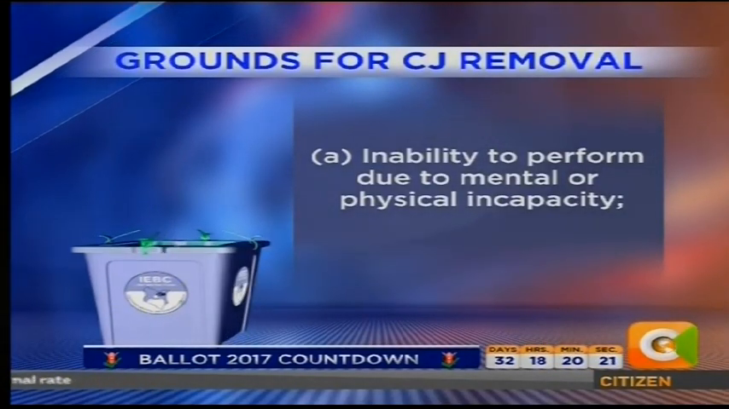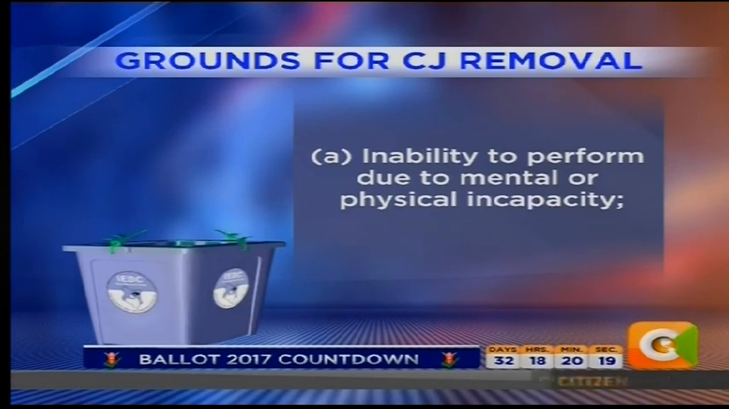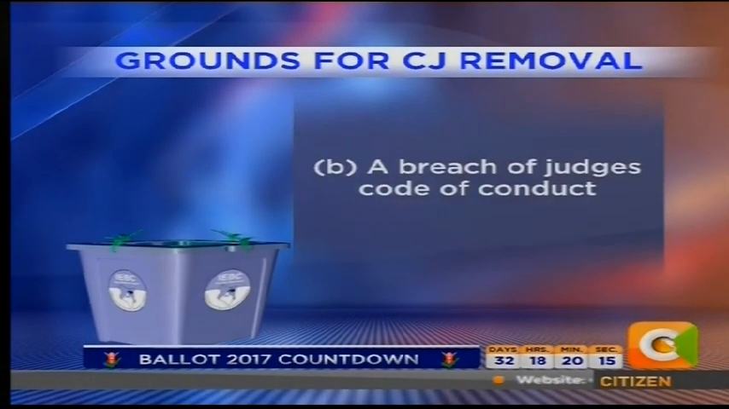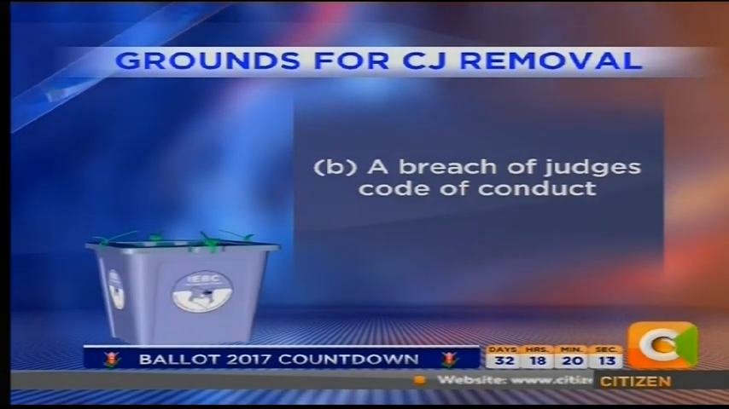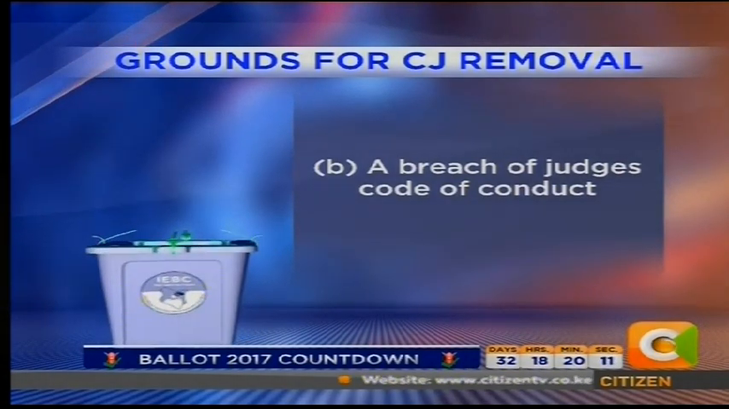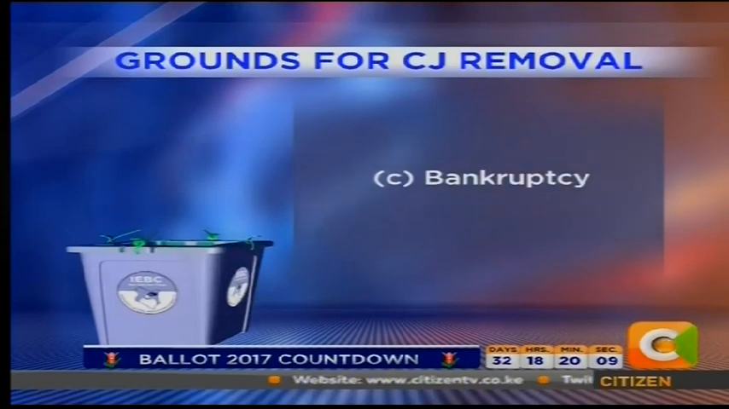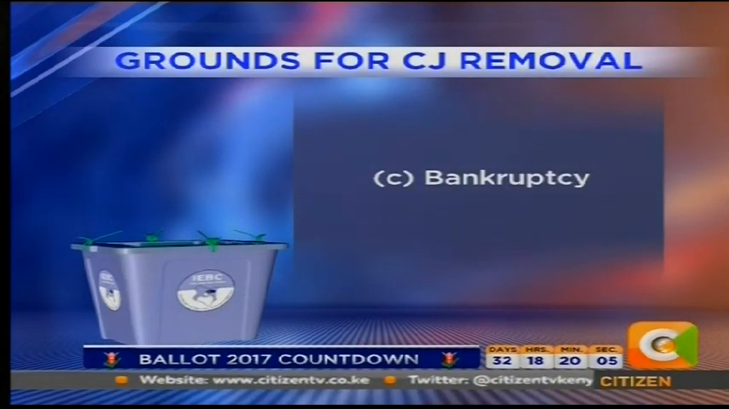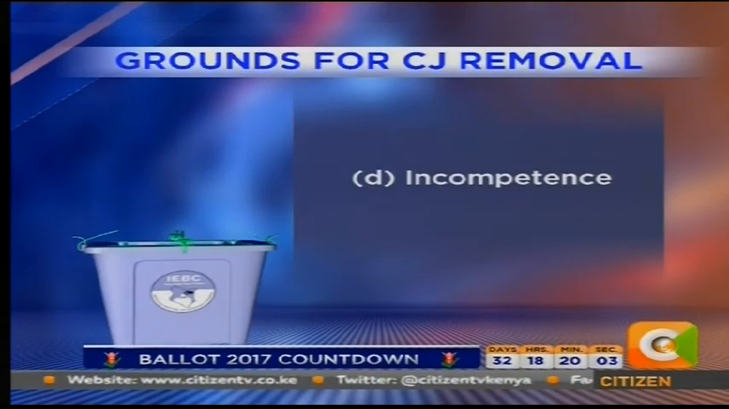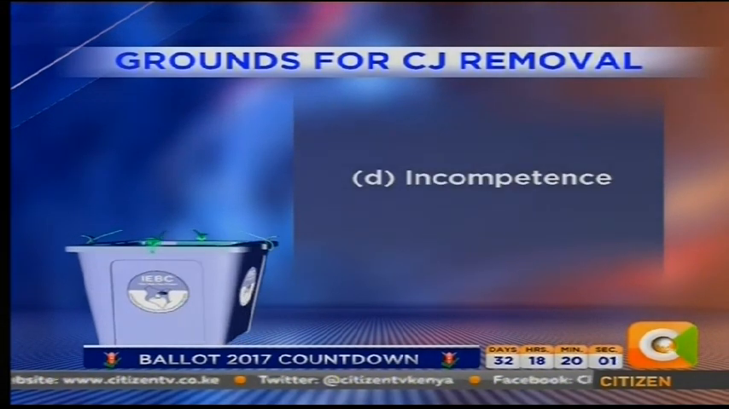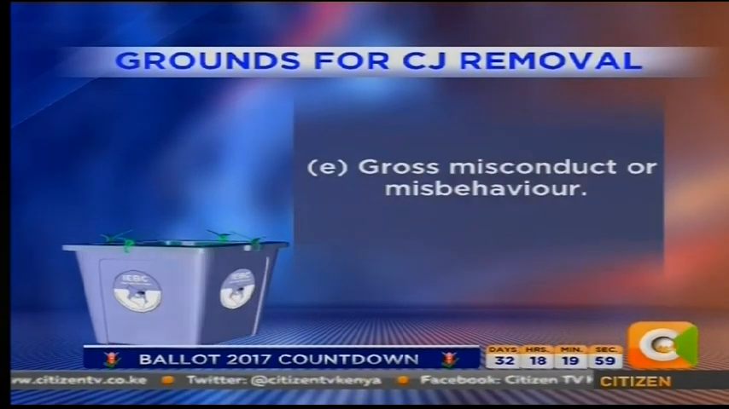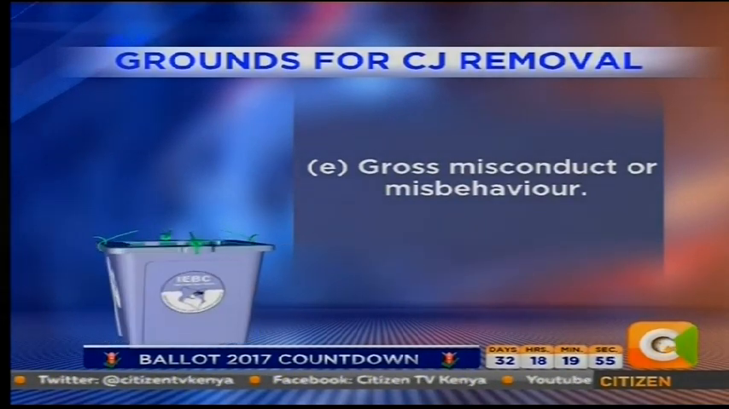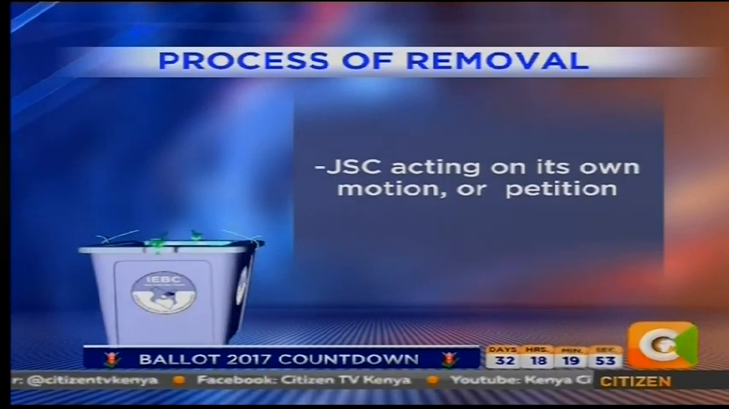First of all, grounds for the removal of the Chief Justice: inability to perform due to mental or physical incapacity, if you can show proof that has happened. Secondly, if you can show that the Chief Justice has breached the judge's code of conduct, then maybe you'd have a case to bring before the JSC. Bankruptcy of the holder of the office of the Chief Justice, incompetence in how they carry out their duties, and gross misconduct or misbehavior.